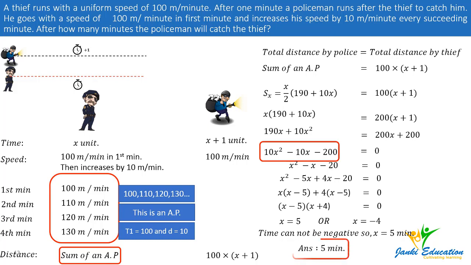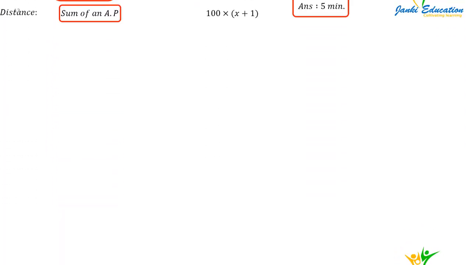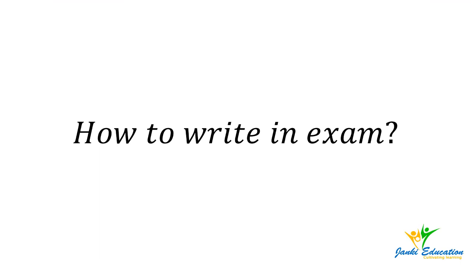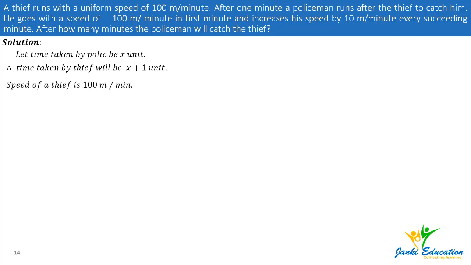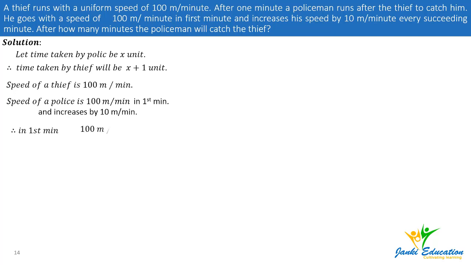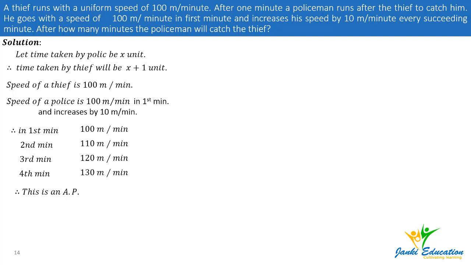So let's see how to write this in Excel. Here first you need to write the solution, then let the time taken by police be x units. Therefore the time taken by thief will be x plus 1 units. The speed of the thief is 100 meters per minute. The speed of the police is given to us, and therefore in the first minute this calculation you need to show. And then one important sentence: this is an AP where T1 is 100 and d is 10.